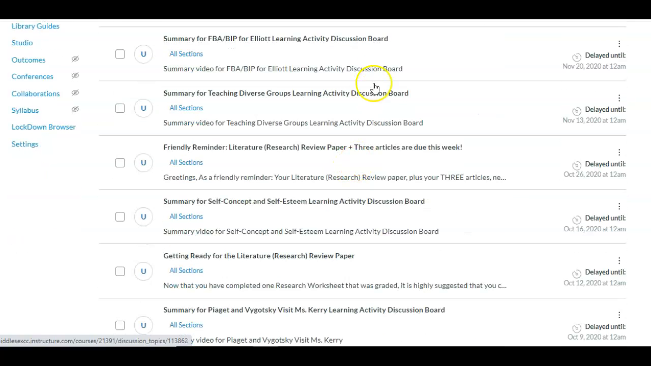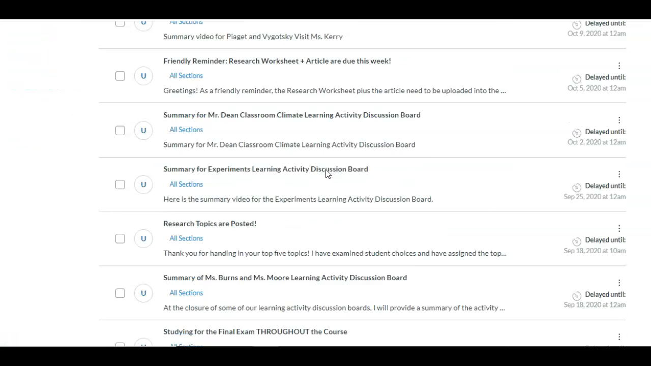Okay, so you can see here they're already ready to go. They'll come out on whatever day that they've been attached to that board, but there'll be a summary for some of the discussion boards. Okay, I want to talk about time management.